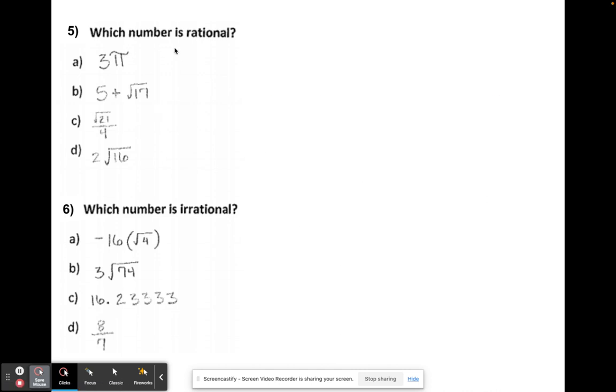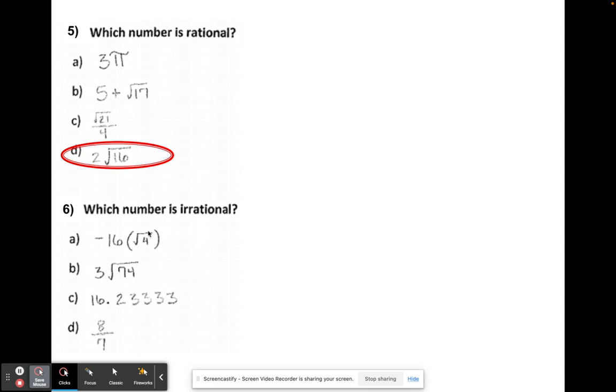Which one's rational? I have to read correctly. If I take an irrational number and multiply it by 3, it is still irrational. If I take an irrational number and add 5, it is still irrational. If I take an irrational number and divide it by 4, it will still be irrational. But square root of 16 is rational, so I can multiply that by 2 and it is rational. So D would be the correct answer.